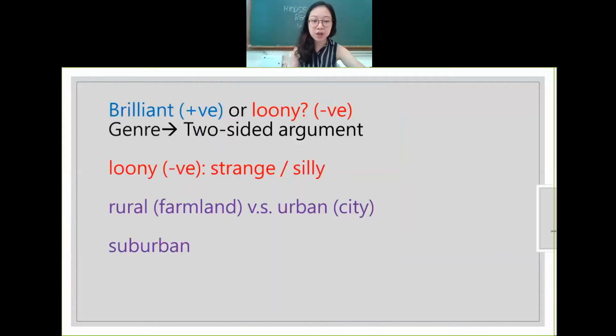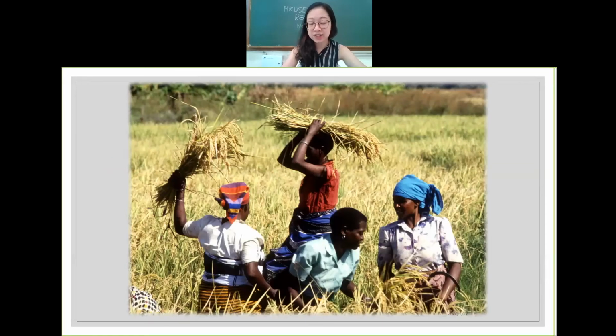So for your reference, rural means farmland and urban is the opposite word for rural. That means city. And in between rural and urban, we have something called suburban. That is right in between. So it's not exactly a city, but not as remote an area as a rural area. So we call it a suburban area. Okay, so this is a picture of Kenya. You can see people there. They are a developing country. Most of them are farmers. So you can have some ideas, right, by looking at this picture.